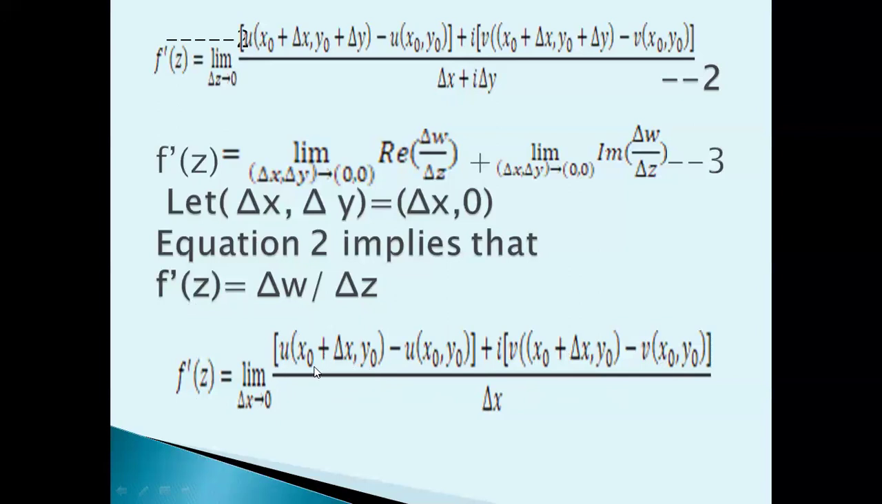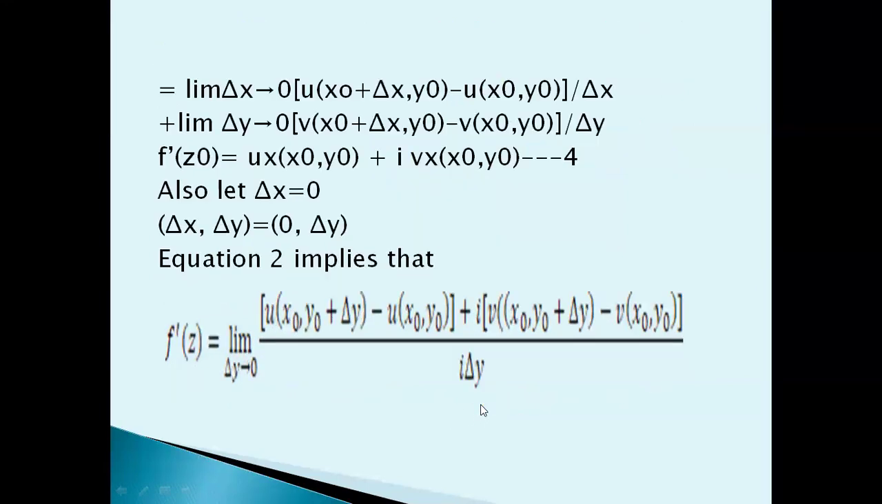That's all. So [u(x0+Δx, y0) − u(x0, y0) + i(v(x0+Δx, y0) − v(x0, y0))], the whole thing divided by Δx. Okay, next we see the limit Δx tends to 0. At that particular point, the real part and imaginary part are taken separately. So f'(z0) equals ux(x0, y0) + i vx(x0, y0).